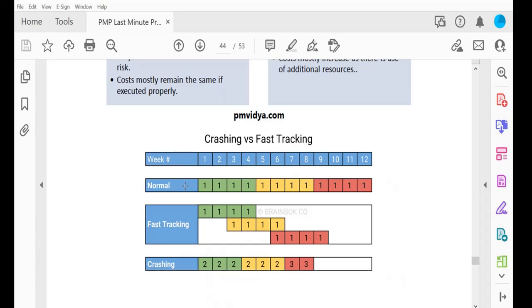They will give you two indexes, and then they will ask which one we should follow based on that. You have to remember whether it is less than one or greater than one. Then if they say the project is already over budget, which one should you follow? Fast tracking, not crashing.